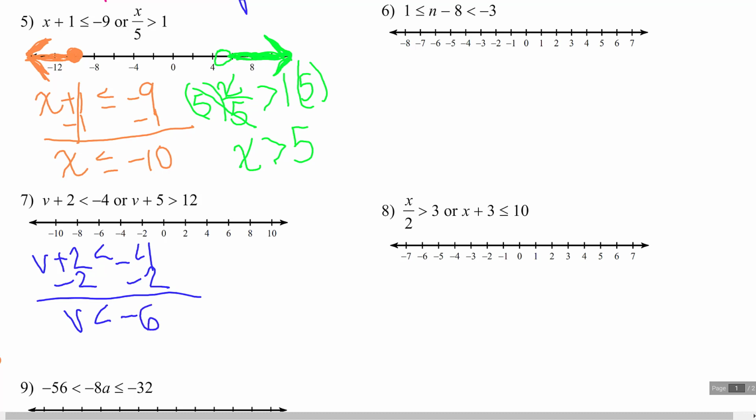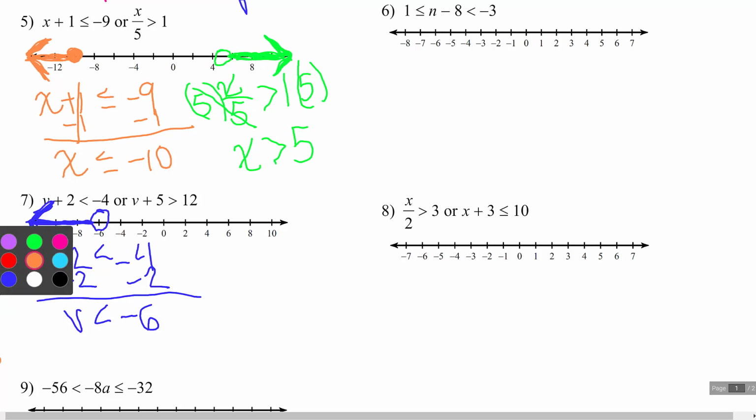So I have v is less than -6. So at -6, we would need an open circle. Less than is going to go to the left. So I would shade in the number line going to the left.